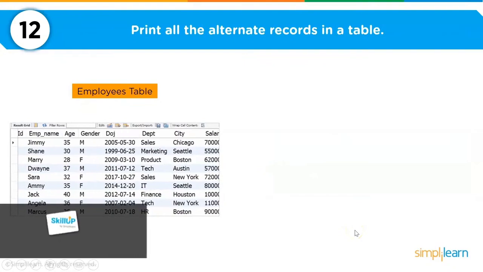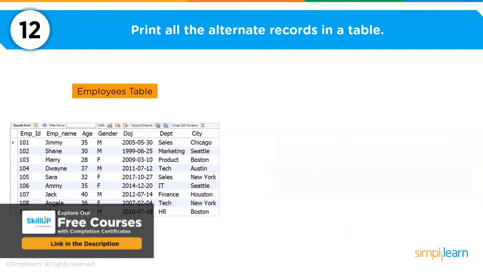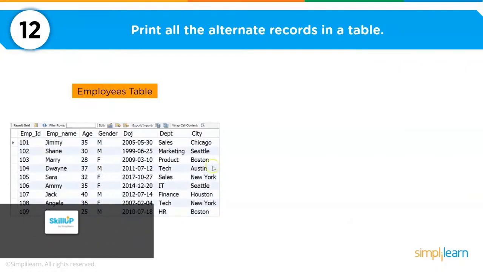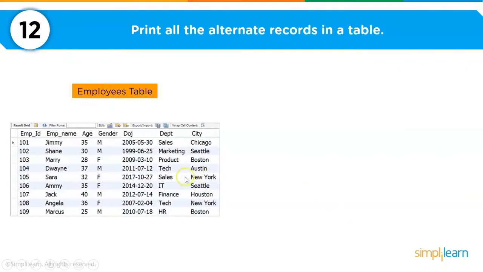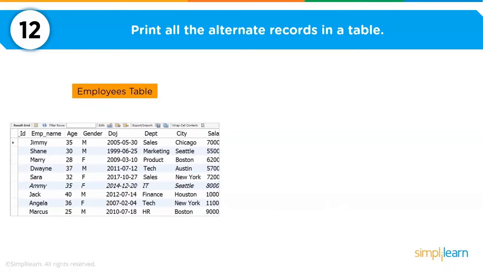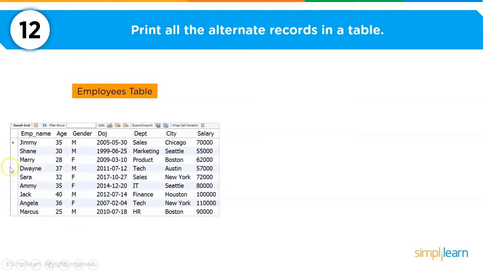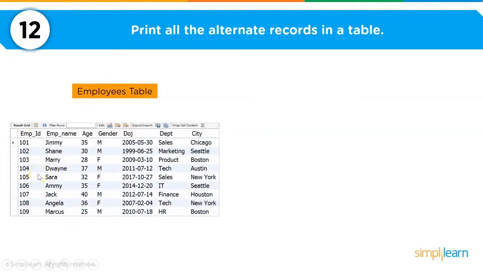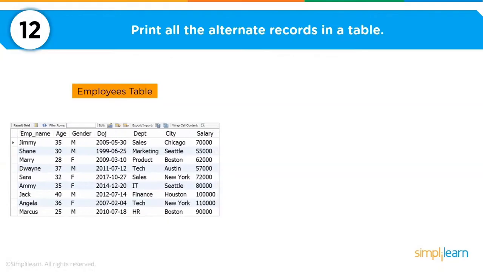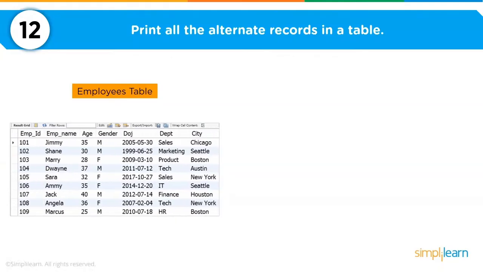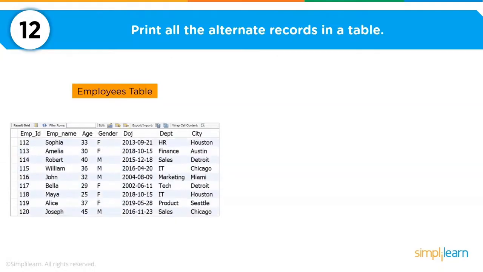Now moving ahead to the 12th question. The question is to print all the alternate records in a table. So here is my employees table, and from this table I'm going to print all the alternate records. For example, I'm going to print my employee ID 101, then I'm going to skip 102 and print 103, followed by 105, 107, 109. So all the employee IDs that have an odd value.